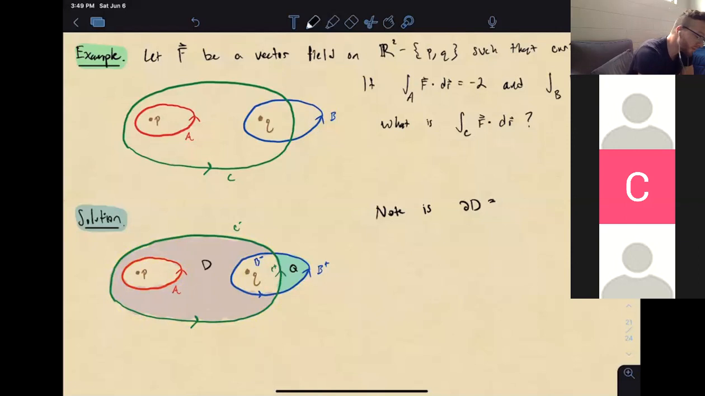So think about that for a sec. The boundary of D, I would say, is C minus minus B minus minus A. Because when we talk about the boundary orientation for a curve like A, I want D to be to my left, which means I need to be walking this way. Okay.